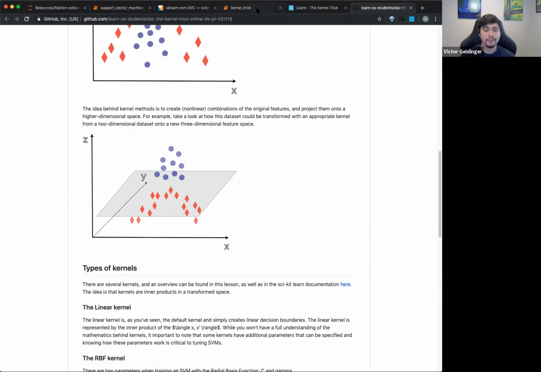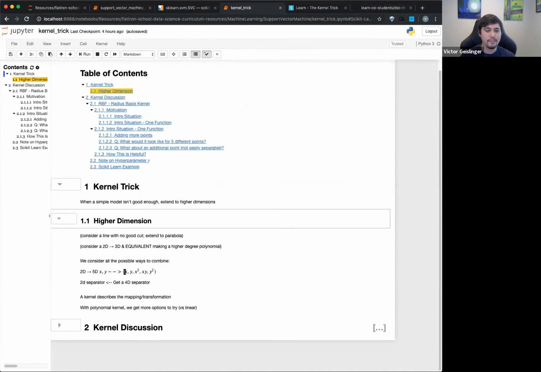Okay. It's a little trippy, but hopefully that kind of makes sense. I like to think of it as we're just making new features. And once we have new features, it's easy to separate these things out. Yeah, hopefully that kind of makes sense a little bit.